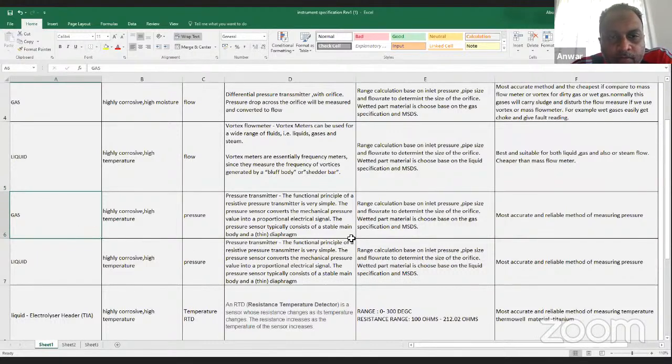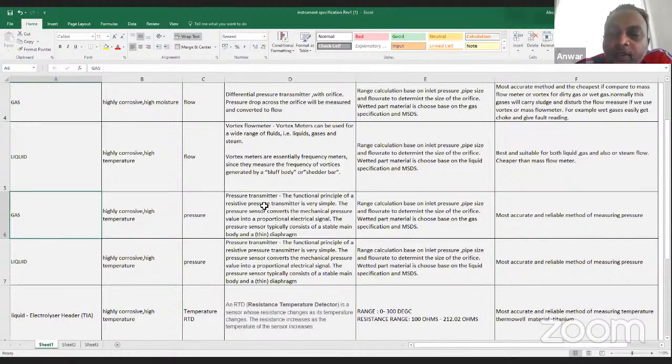Okay. We have also another gas stream where we are measuring pressure. Just now we are measuring the flow, but this time we are measuring pressure. So this is also a wet gas pressure transmitter.